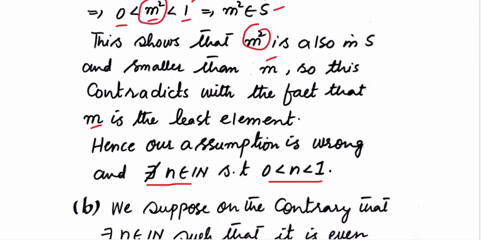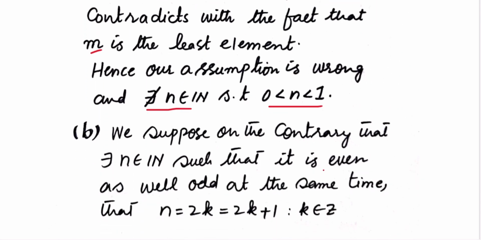In the second part we have to show that there is no natural number which is even and odd at the same time. We suppose on the contrary that there exists a natural number n such that it is even as well as odd at the same time. If it is even, then n can be written as 2k, and if it is odd, then it can be written as 2k plus 1.